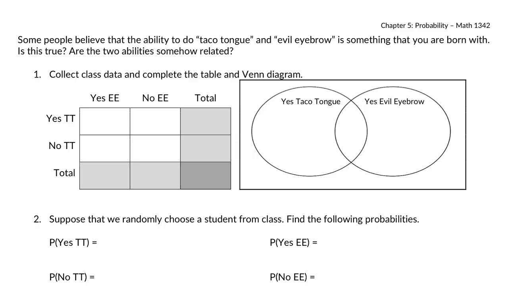So here's what I need to know. For all of us here today, I need to know how many of us are yes to taco tongue and yes to evil eyebrow. Me personally, because I can only do taco tongue and I cannot do evil eyebrow, I'm going to put a tally mark for myself where it says yes taco tongue, no evil eyebrow. You don't have to show me, just assess for yourself. Can you do it? Take a second.